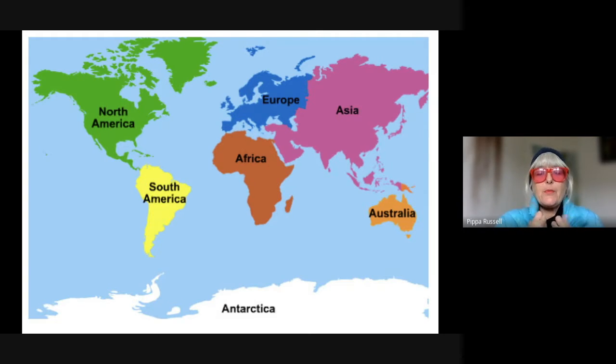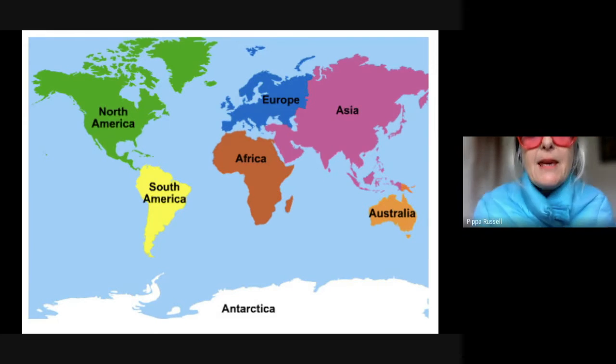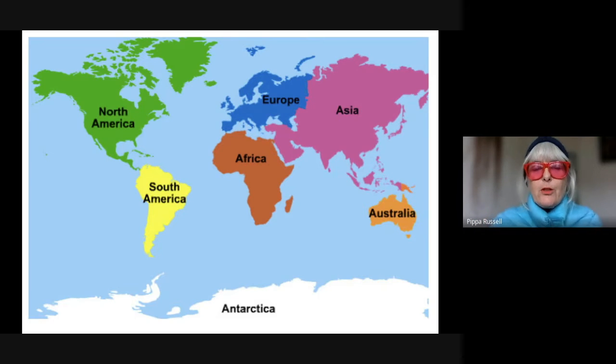I'm dressed like this because we are heading towards the Arctic Circle, and we're going to spend some time in Sweden there. We might pop over and have a look at Greenland for a little moment, but predominantly focusing on Sweden. But before we head there, let's recap on what we've learnt so far.